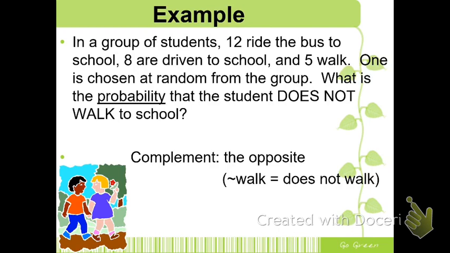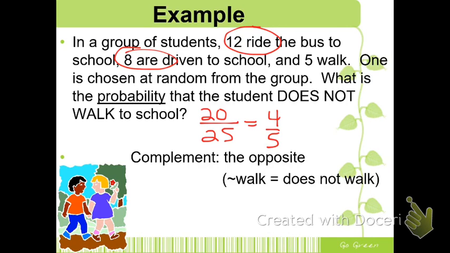You could look at all of the people that don't walk to school, so the 12 people that ride the bus and the 8 people that are driven to school, and that would be 20 people total out of all of the 25 that do not walk to school. So there's a 4 out of 5 chance that if you pick a student at random, they do not walk to school. The other way to do this, which is sometimes easier in larger problems, is to use the complement.